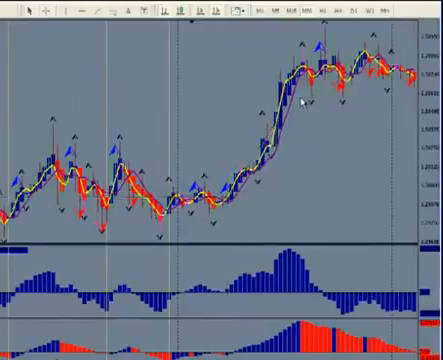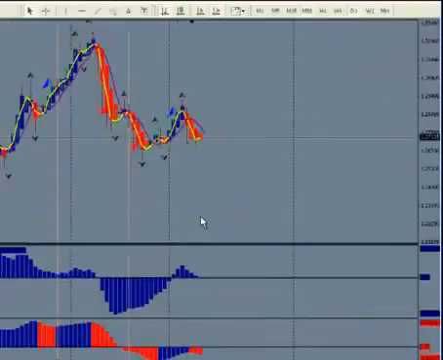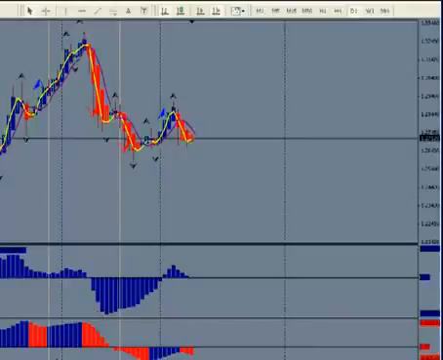There's still pips to be made. Not all currency pairs are moving all the time, but there's usually something moving most of the time. Let's go back to the day chart, and now let's move over to this last one. Now we're looking for sell signals.